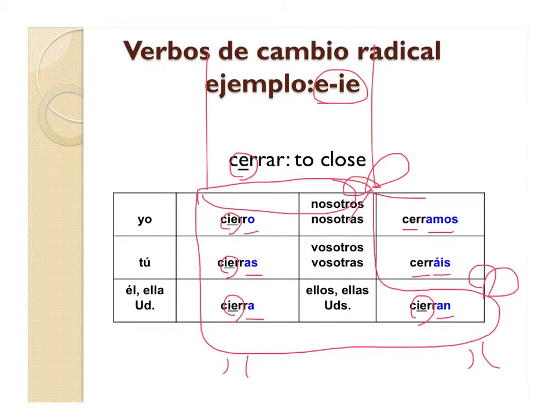So, stem changers change in every form except for nosotros and vosotros. And I haven't held you responsible for vosotros all semester, since it's a form that's really just used in one Spanish-speaking country, in Spain. So the rule you can remember is that stem changers change in every form except for nosotros. And you can be reminded of that by the zapato or by the bota, the shoe or the boot.